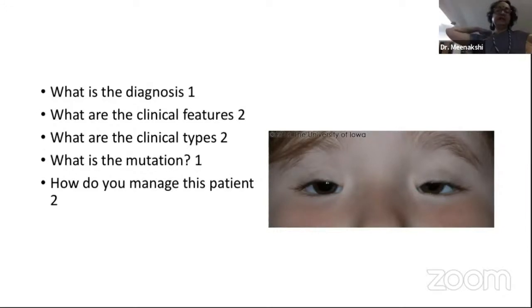Yes, ma'am. This is something to also remember in the exam: if you are really not sure, for example, you may not know the clinical types, you may not remember the mutation, but remember it's only one mark. So don't just stop there and stare at nothing and worry. Go straight to the management. At least management may ring a bell. So go ahead and say, what is the management?